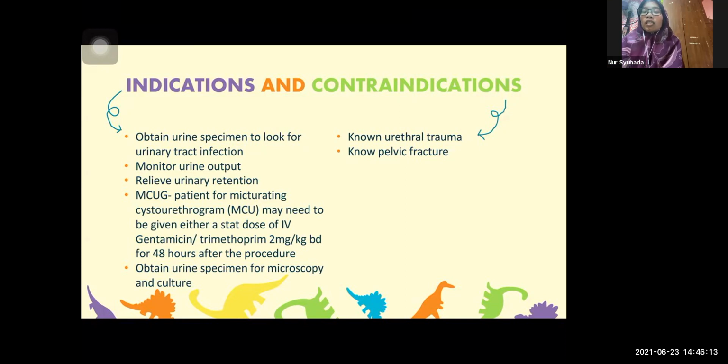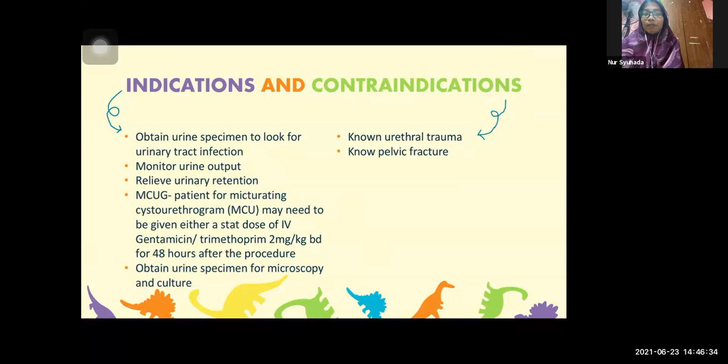As for the contraindication, if there is non-urethral trauma or non-pelvic fracture, if the patient presents with perineal hematoma or even blood in the meatus, we need to suspect that the patient might have a pelvic fracture. Therefore, bladder catheterization is contraindicated.